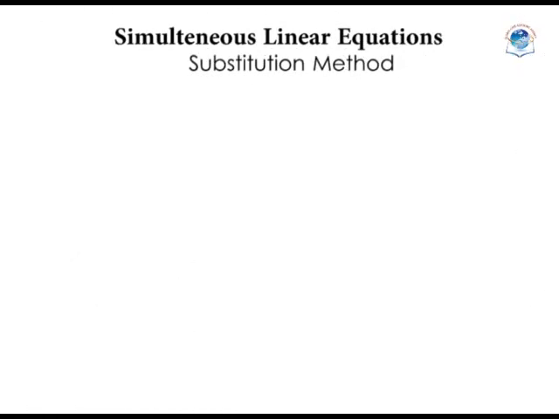Now substitution method. In this method, we simply express one of the equations in terms of one variable and substitute into the other. Consider x plus y equals 7, x minus y equals 3. We choose any equation and express x in terms of y or y in terms of x. It doesn't matter. Let's take the first one. X plus y equals 7. And so x is equal to 7 minus y.